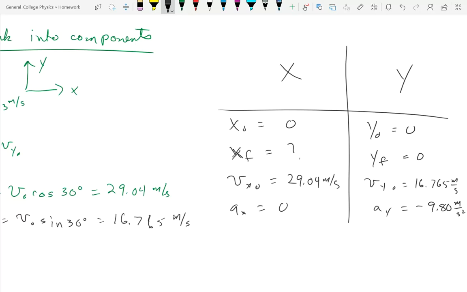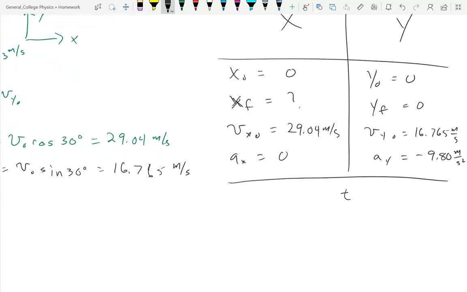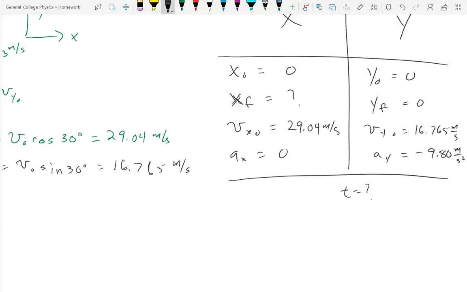So there I have broken it down, I have two problems, the x problem and the y problem. The thing that ties them together is time. Now, if I look at this, time is unknown. So if I look in my x column, I have two unknowns, time and x final. If I look in my y column, I only have one unknown, time. So that's where the genius in me says, I'm going to go to the side with only one unknown. I use genius facetiously, of course.